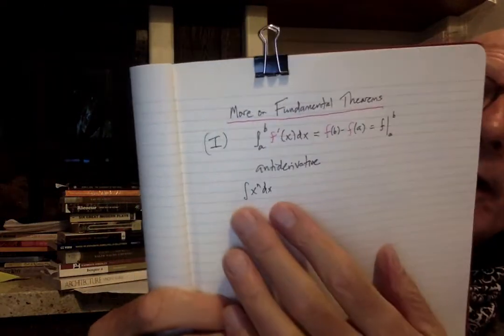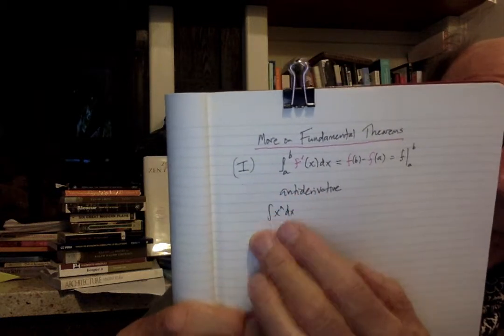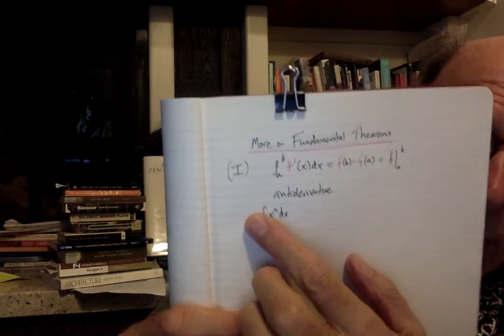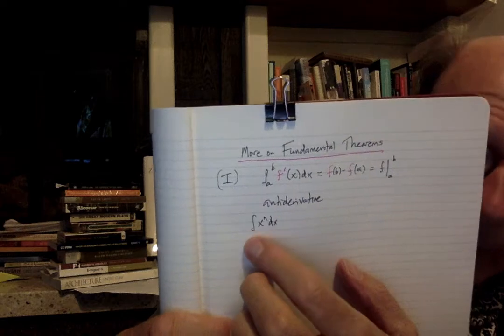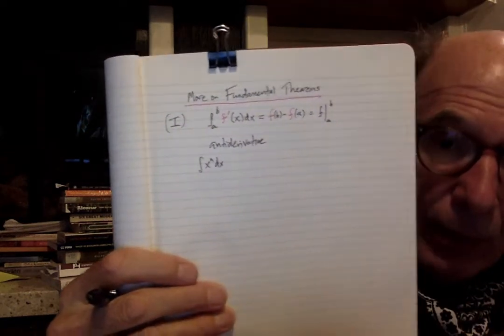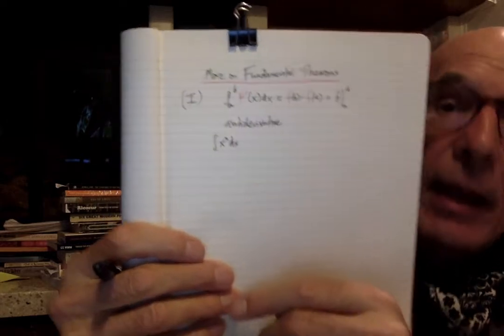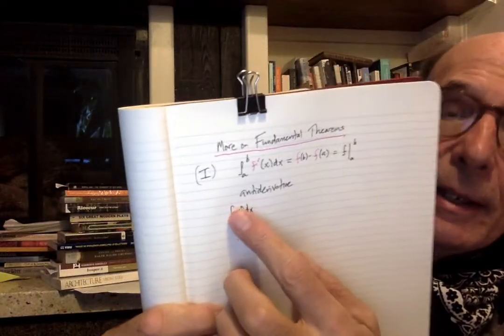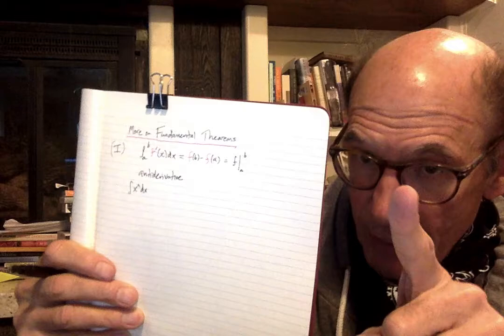I'm going to write them down the way they're typically written. Antiderivative of x to the n dx. So what you do is you write an integral, but with no indication of the domain, no a or b, no endpoints of the interval or anything. Some people call it an indefinite integral. Anyway, x to the n, where n is any power except minus 1.